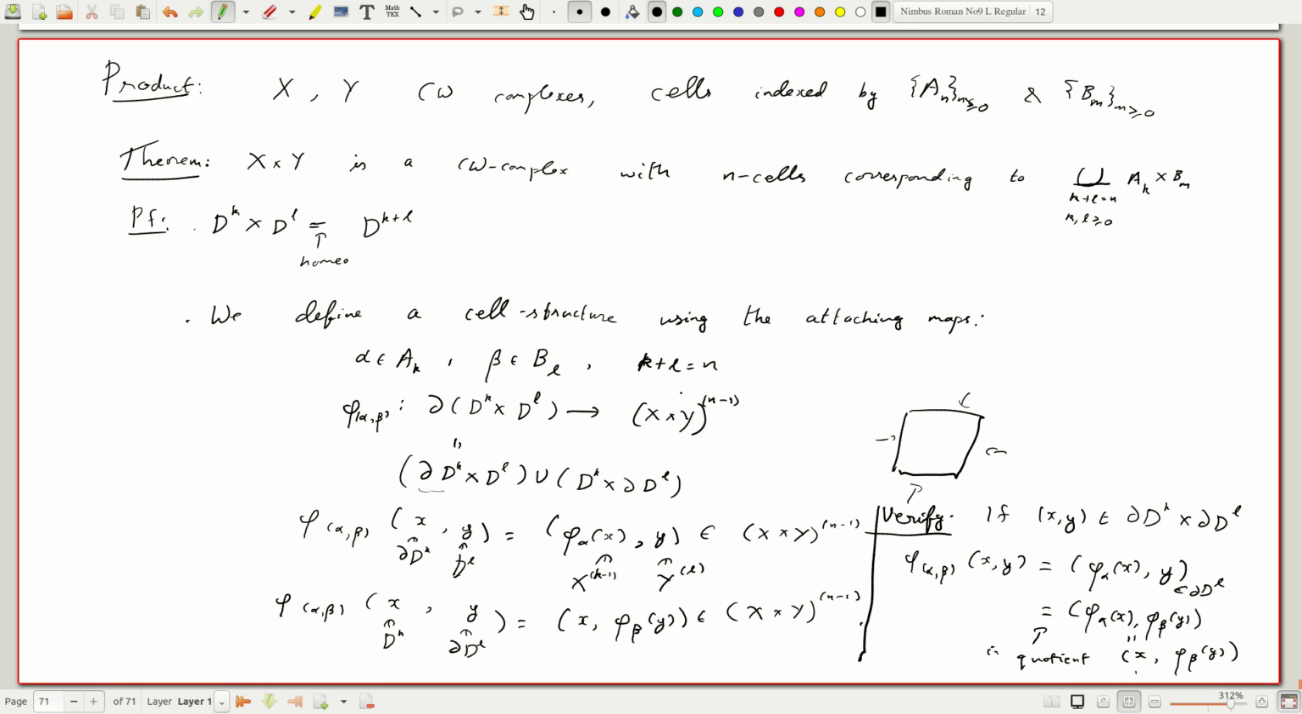Okay, so there are a couple of other routine verifications to make, but I will skip those. What we see is that if I take two CW complexes, their product is also a CW complex. Okay, so this is going to be our first step. Next we will look at subcomplexes and extension problems, and then the main result will just follow straight away.